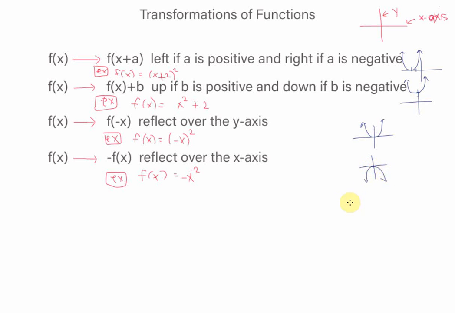So that's the transformations that we're going to focus on. I'm going to let you come to class and we're going to go through those and have some tricky ones for you to work through.